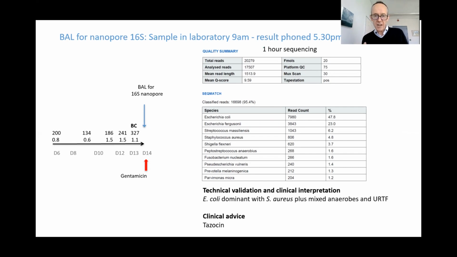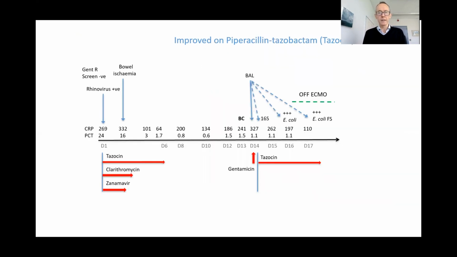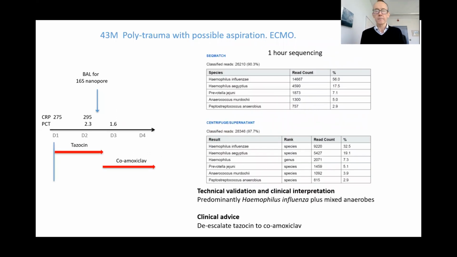If you look at the bottom sequence match of classified reads, there is a whole host of bugs in there, as you might expect. On technical validation, we said that was E. coli dominant with Staph aureus, plus mixed anaerobes and upper respiratory flora. We advised tazocin that day. Subsequently, over the next 2 or 3 days, E. coli was grown, found to be fully sensitive, completed the tazocin 5-day course, patient off ECMO.